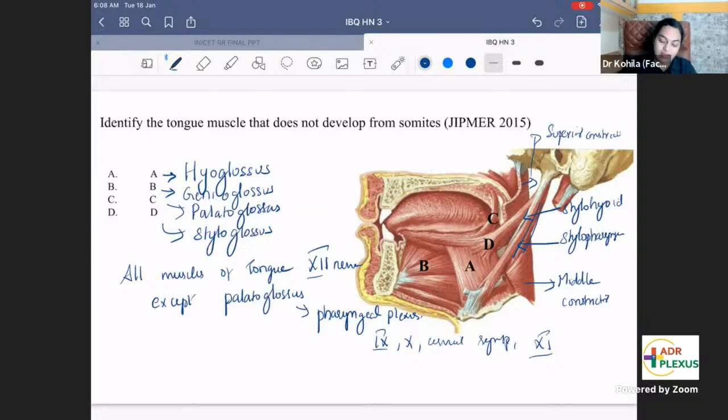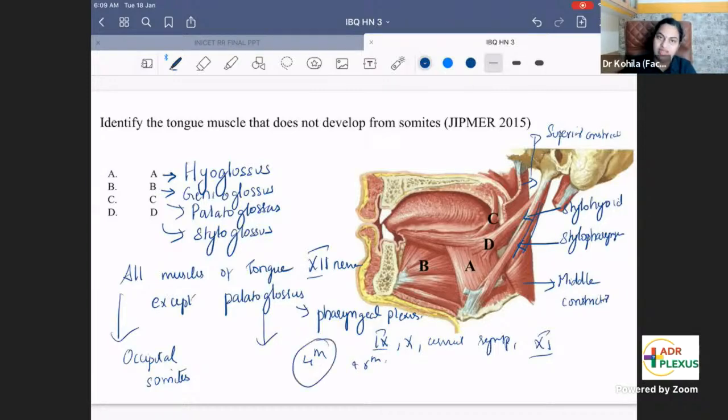Okay, now coming to the development, all the muscles of the tongue, which are supplied by hypoglossal nerve, they develop from occipital somites, myotome of occipital somites. Why is palatoglossus alone not supplied by hypoglossal nerve? Because it's not going to come from the somites, okay? Rather it's going to develop from the pharyngeal arch derivative, which is a muscle of which arch? Supplied by vagus, the 4th and the 6th pharyngeal arch, remember? Okay, so it's going to be developing from the pharyngeal arch, okay?